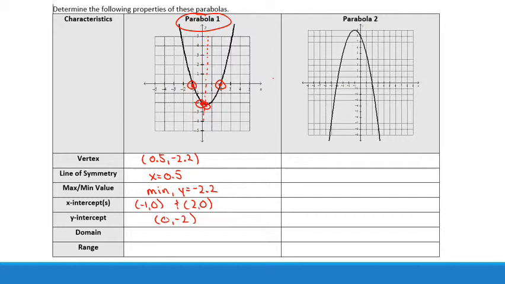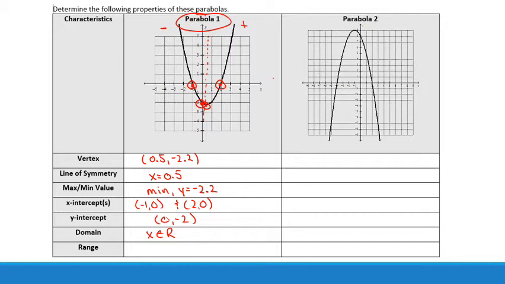So it's going to keep going on forever in the positive x direction. It's going to keep on going forever in the negative x direction. The way we express that is like that: x ∈ R, x is an element of the real numbers. Range, well, the range is not infinite.